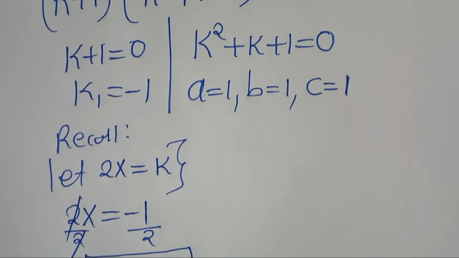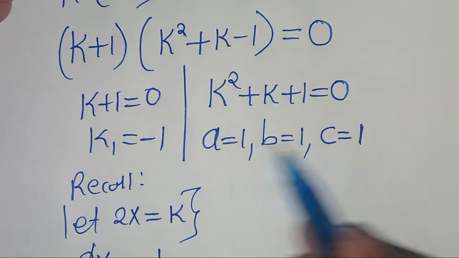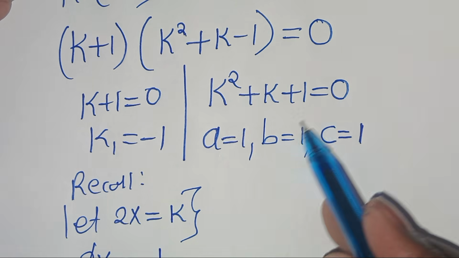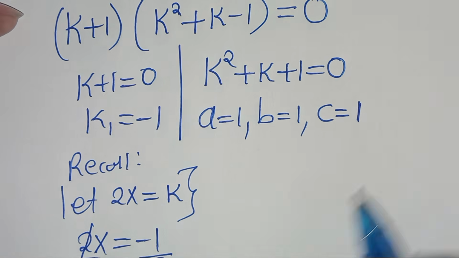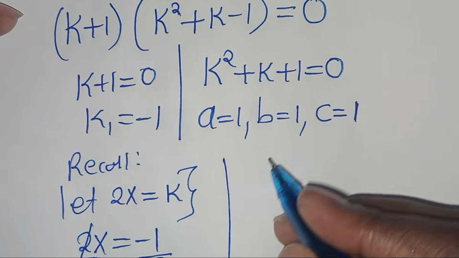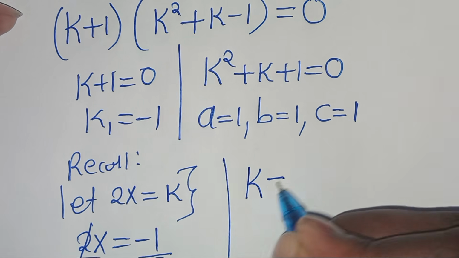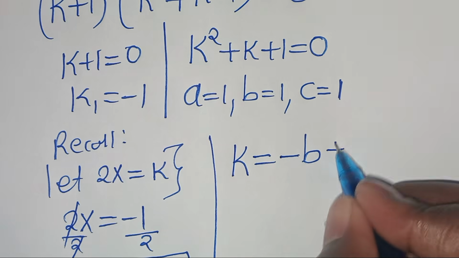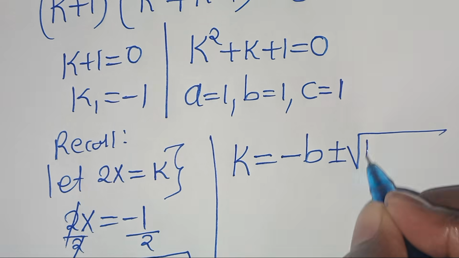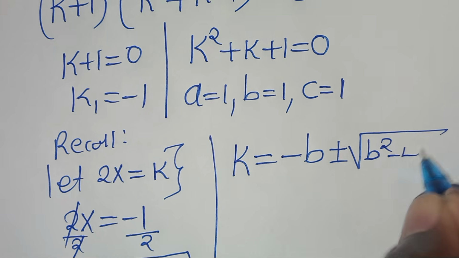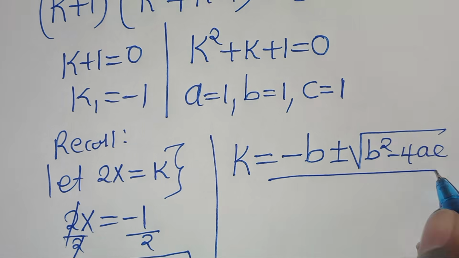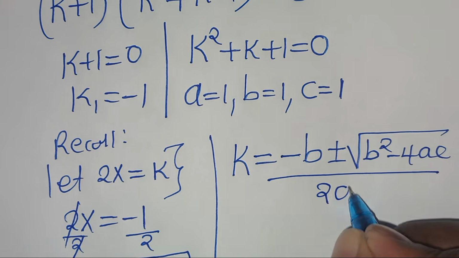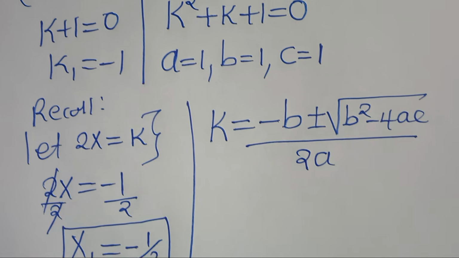Now, the second part here is a quadratic equation. A is equal to 1, B is equal to 1, and C is equal to 1. So we can solve for other values of k. K is equal to, let's apply the quadratic formula, which is minus b plus or minus the square root of b squared minus 4ac, everything here, divided by 2 times a.